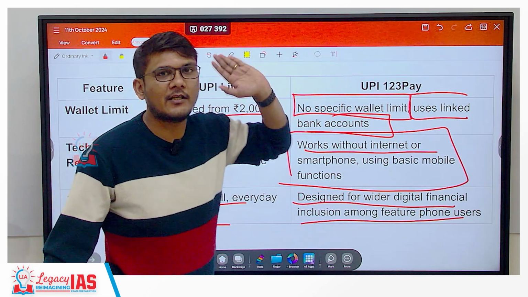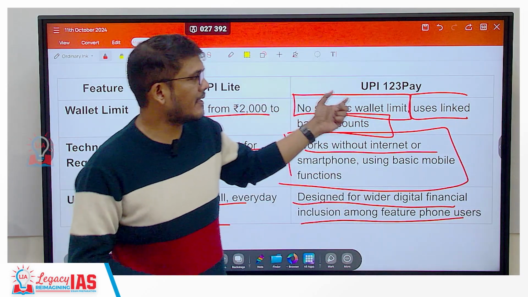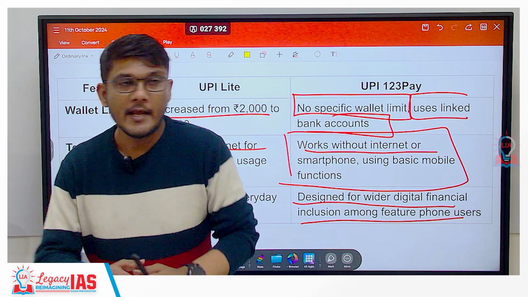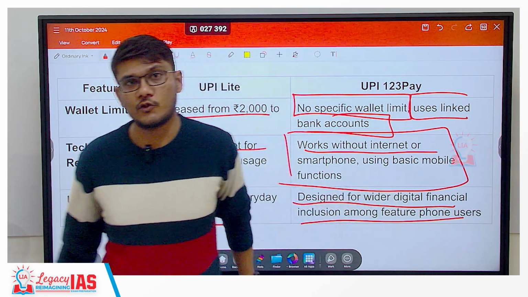We have also seen the different payment settlement systems, that is NEFT, RTGS and IMPS. These things are very important for your prelims examination, and you can use these examples in mains answers also to talk about financial inclusion as well.